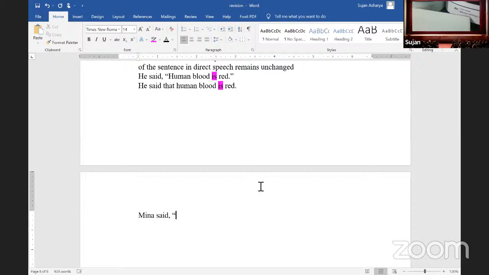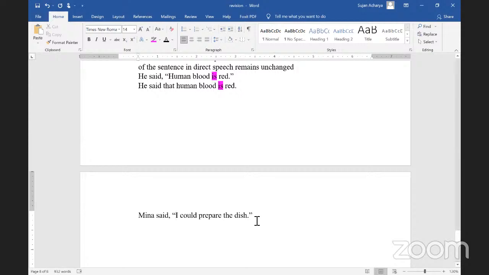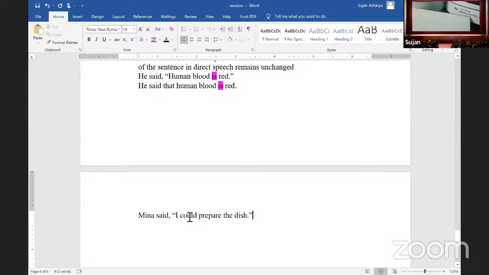Meena said, "I could prepare the dish." Now change it into indirect. Meena said that she could prepare the dish. She can prepare the dish? She can?